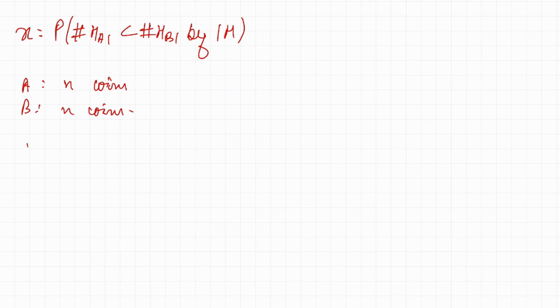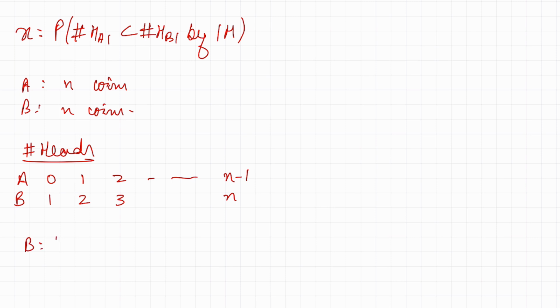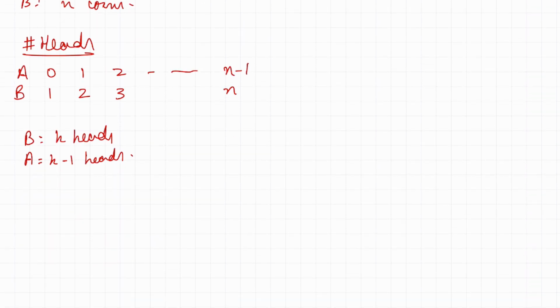Okay, so let's say number of heads for A, B. It can be the case A gets 0 heads and B gets 1 head, A gets 1 head and B gets 2 heads, A gets 2 heads and then B gets 3 heads, and so on. Finally, you would have A getting n minus 1 heads and B getting n heads. That's the maximum possible situation. So if I have to talk about a general case k, then I can say B gets k heads and A gets k minus 1 heads. Okay? So now let's compute the probability of this situation.